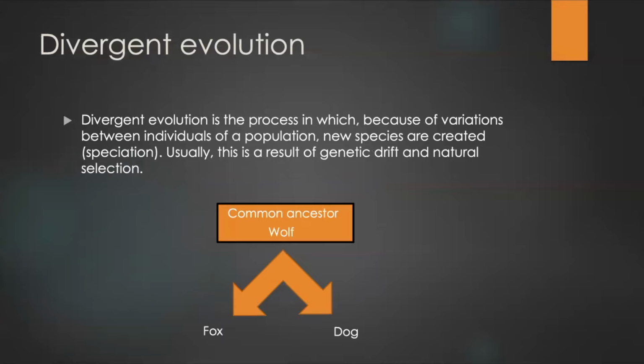Divergent evolution is the process in which, because of variations between individuals of a population, new species are created. This is termed speciation. Usually, this is a result of genetic drift and natural selection. Typically, homologous structures emerge from divergent evolution.